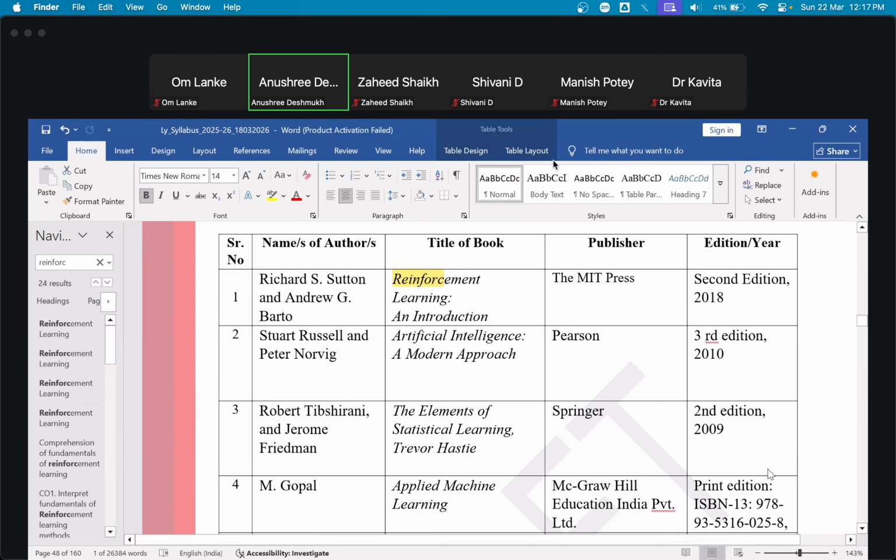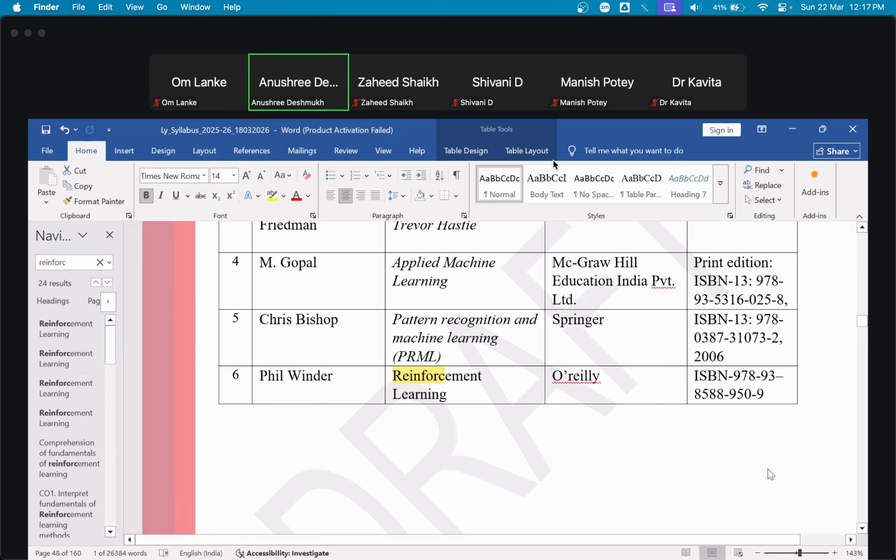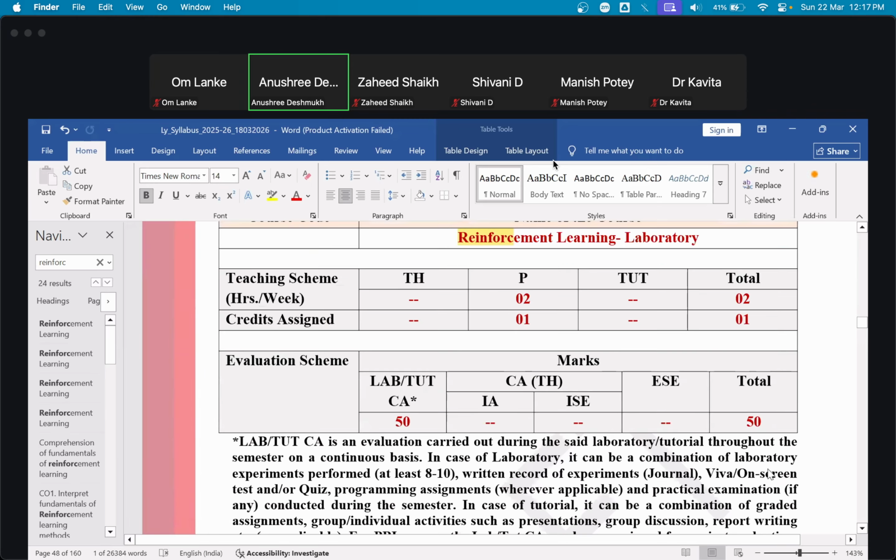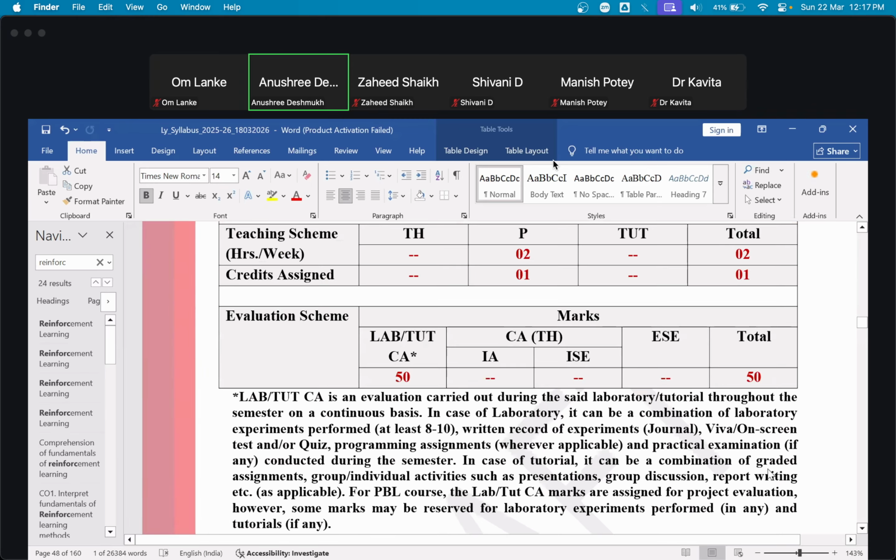And talking about the practical of this subject, the practical will consist of 8 to 10 experiments, which are based on the syllabus, whatever we have discussed now. So that's it from my side. If you have any queries, you can reach out to me anytime.